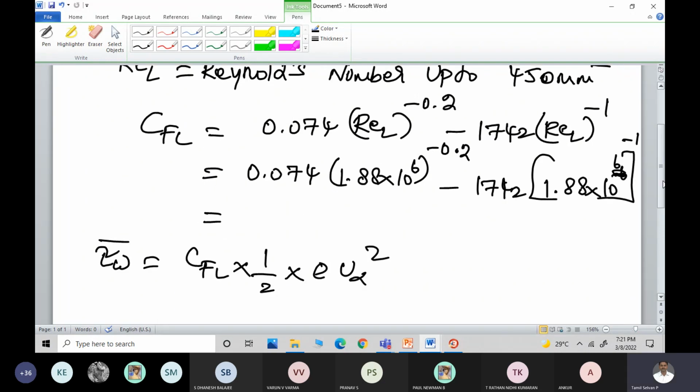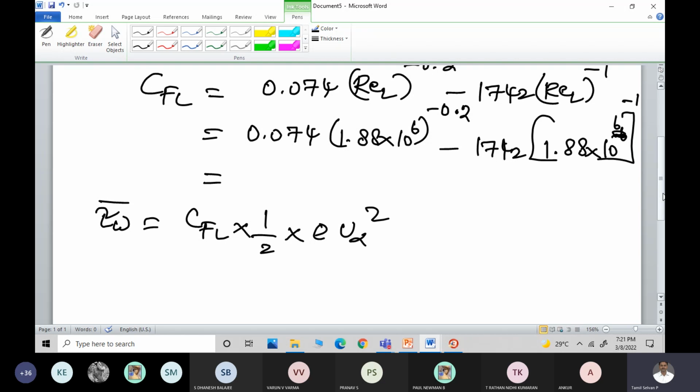What is the C f L value? Please tell me faster. Time is running out. 3.188 into 10 power minus 3. How much is it? Louder? 0.00318. Check the values. 0.00318, sir. Is it correct? Yes, sir.